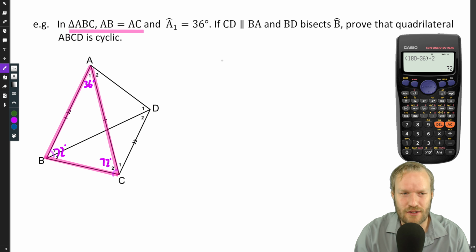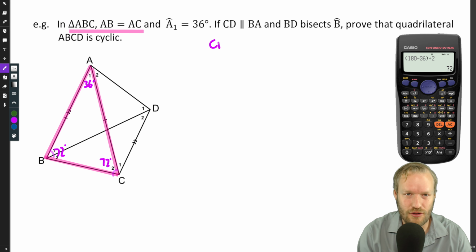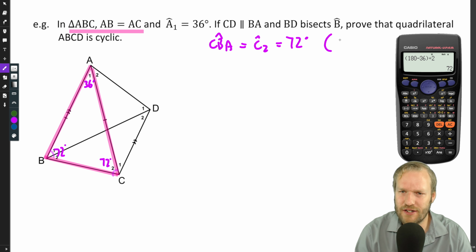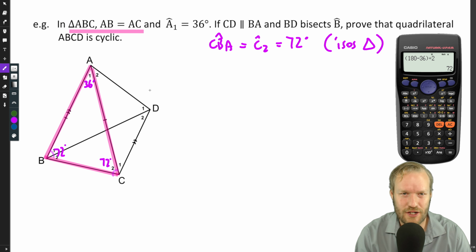But wait, we've made a statement, so let's capture that. So that first angle, CBA, I can't just call it B because I don't know which angle B it is, equal to C2 is 72 degrees, and that's because we saw that it was an isosceles triangle and we're already given A1. Okay, cool. So we've captured that bit of information and we kind of used those things.